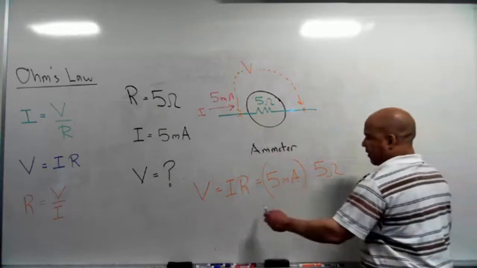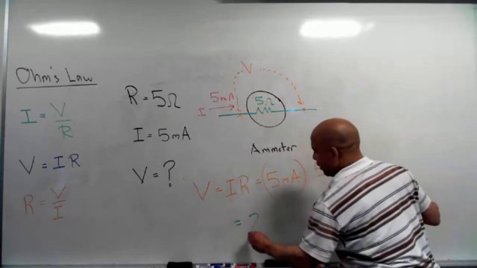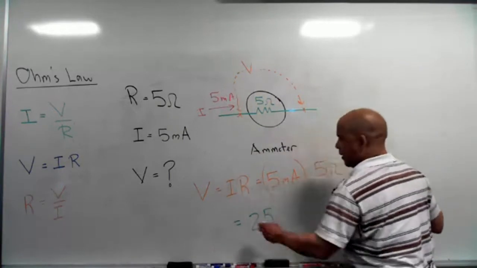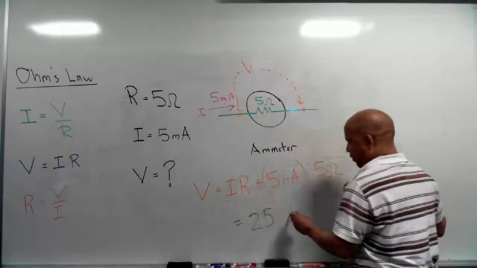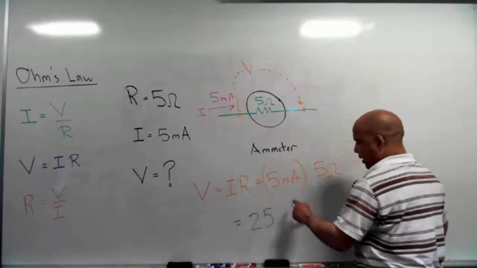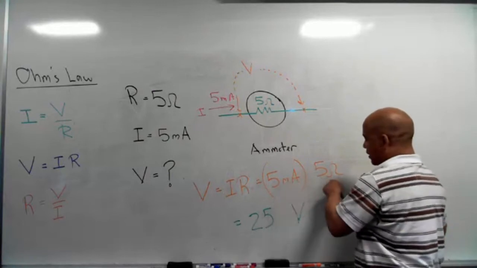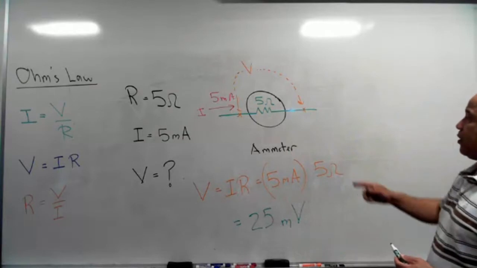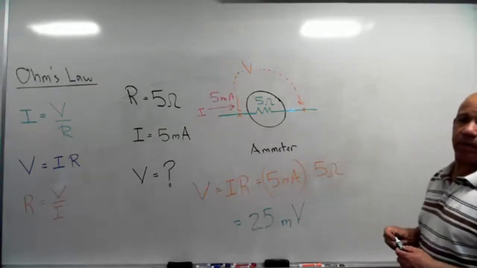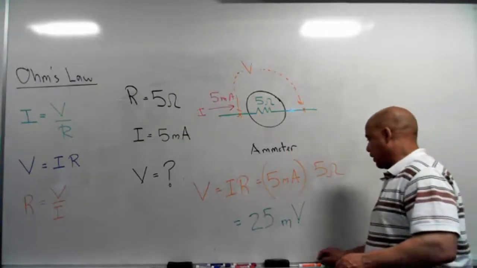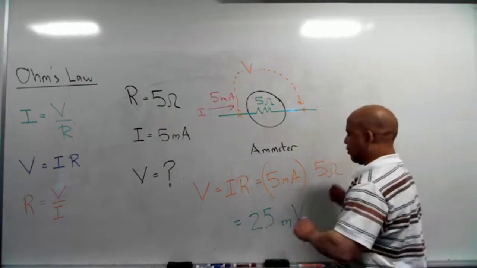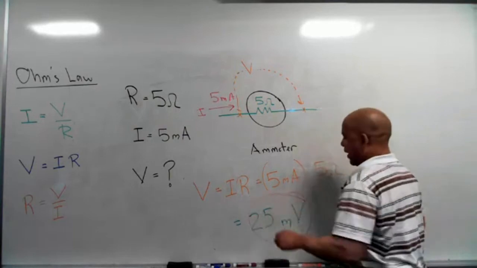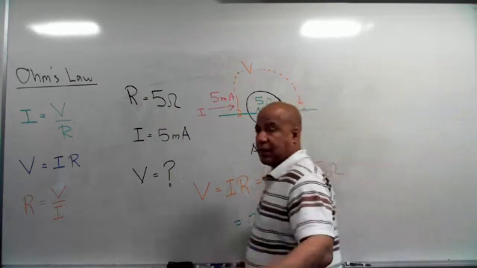Anyway, I got 5 times 5, which is 25. This is voltage, so the units for voltage is the volt. And since this is in millis and this is in whole units, this would be millivolts. So I will read 25 millivolts across that meter, and then I'm done. One thing I would have to do here, if this was a test or quiz, put a circle around my answer so I know where to look, and then you're good to go.